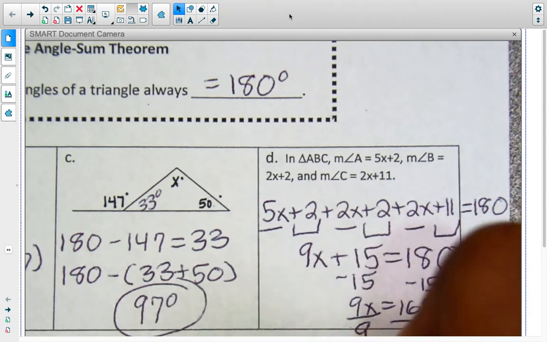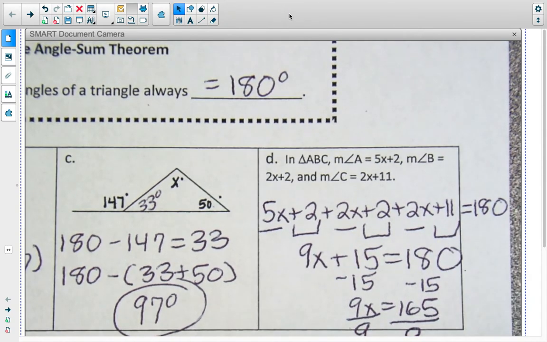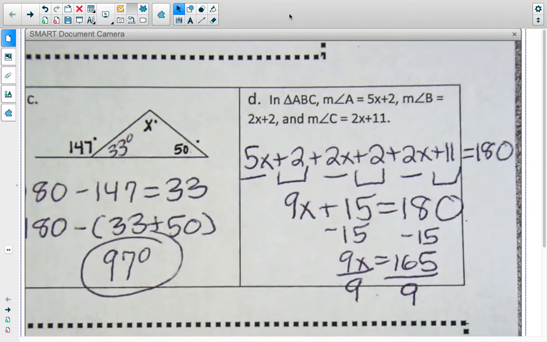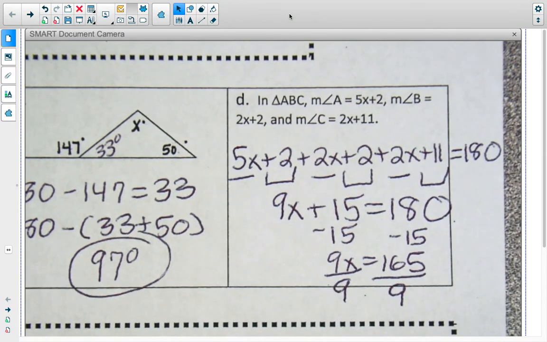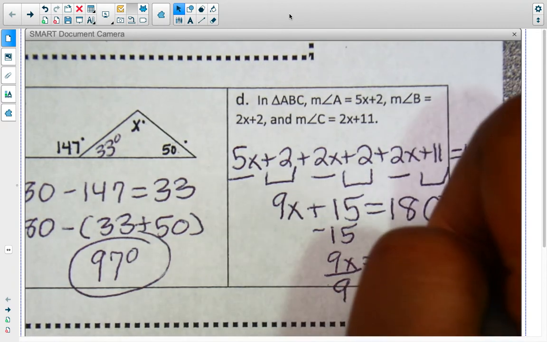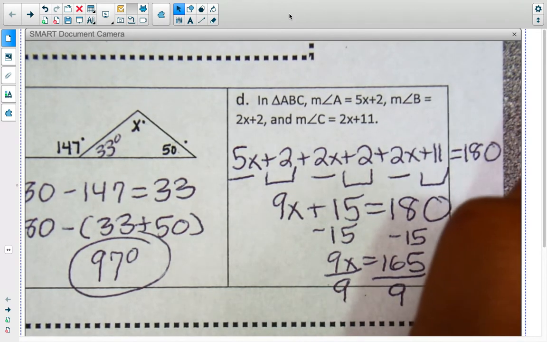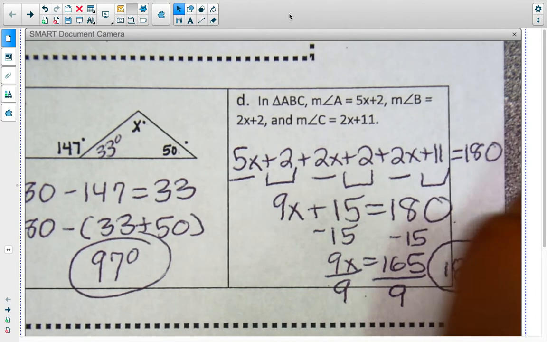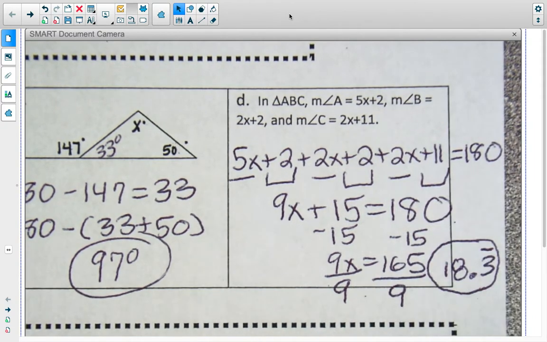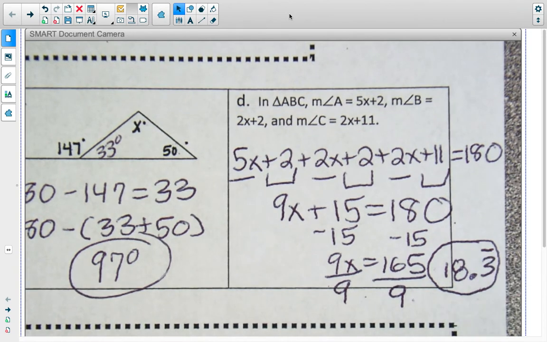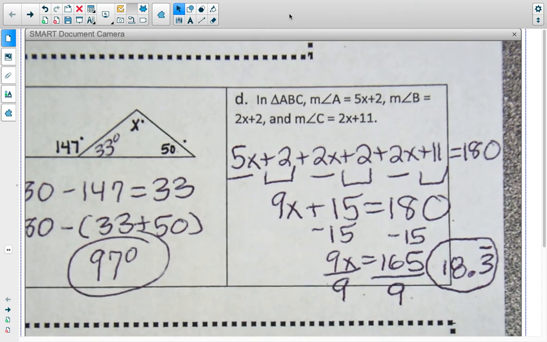Okay. Excuse me, sorry, to make sure you can see there. In this case, it's going to be more appropriate for us to leave our answer as a decimal. So as a decimal, this is about 18.3 repeating. So 165 divided by 9 is 18.3 repeating. So it'll be more appropriate in this case for us to figure out what x is by just leaving it as a decimal. So that is the triangle angle sum theorem.